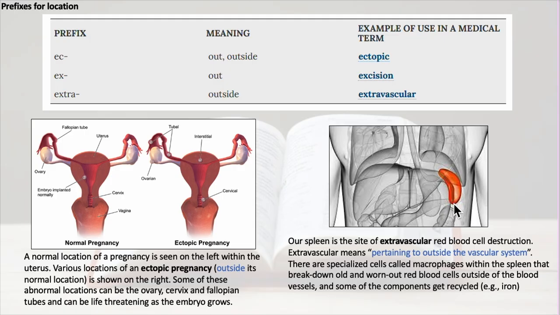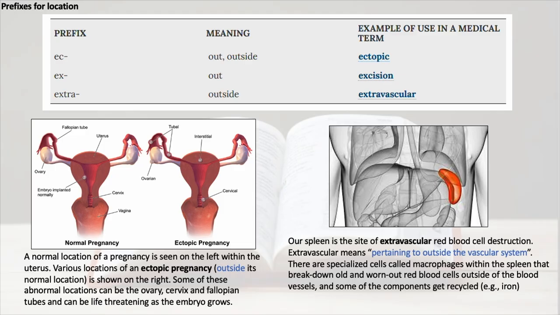And if cells become too old or damaged, cells that are located within the spleen will break down those red blood cells that are no longer functioning properly or are worn out. These specialized cells in the spleen are called macrophages. And we'll actually see macrophages when we talk about prefixes for size in a few slides from now. But macrophages are cells that exist within our immune system, so they're classified as an immune cell.